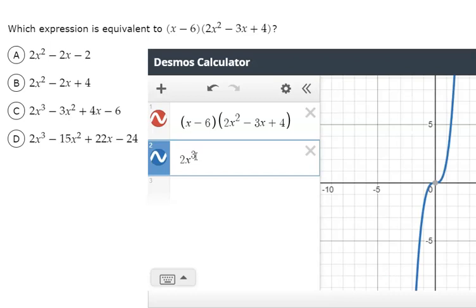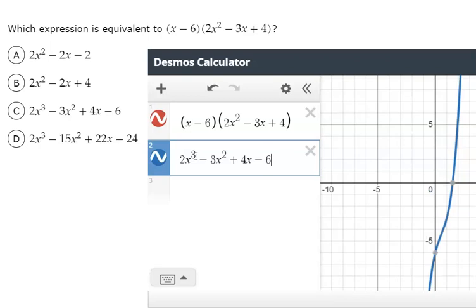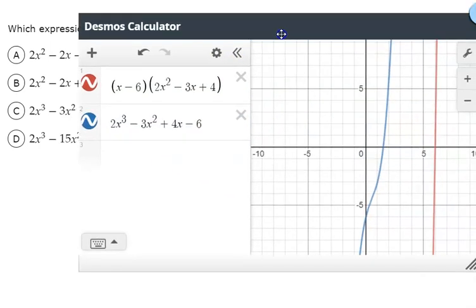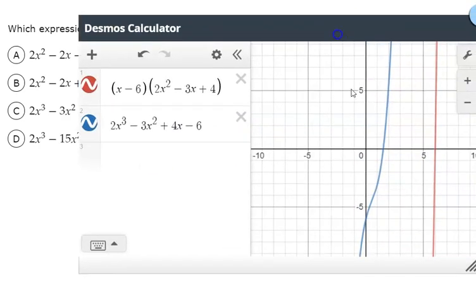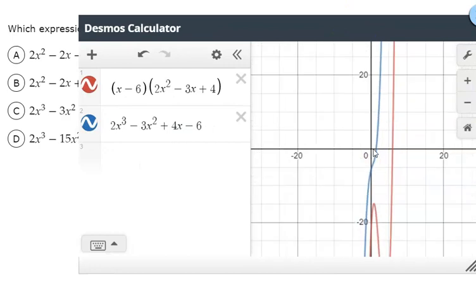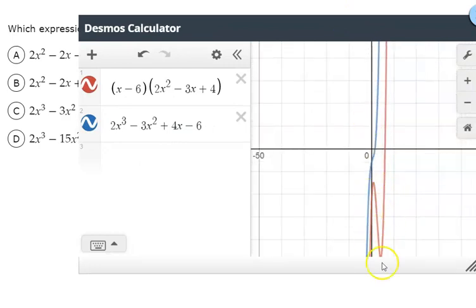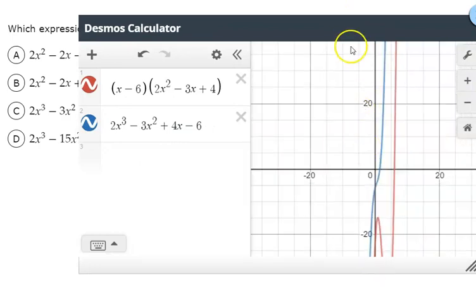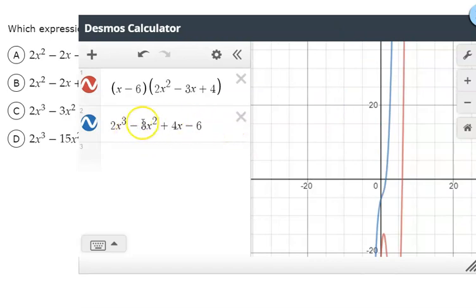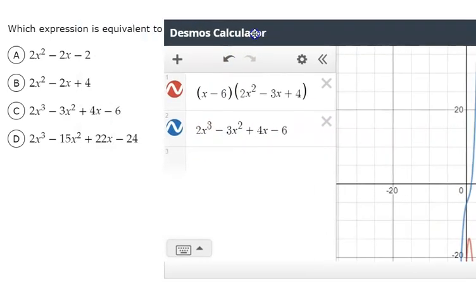But if I type 2x to the third minus 3x squared plus 4x minus 6, you'll notice that the original graph is way over here at 6, 0, and this doesn't even come close to that. You're really not seeing very much of that other graph, so if you want to zoom out, you'll see it's this curvy graph that's really kind of unusual. But this answer doesn't work, so let's try the next one.